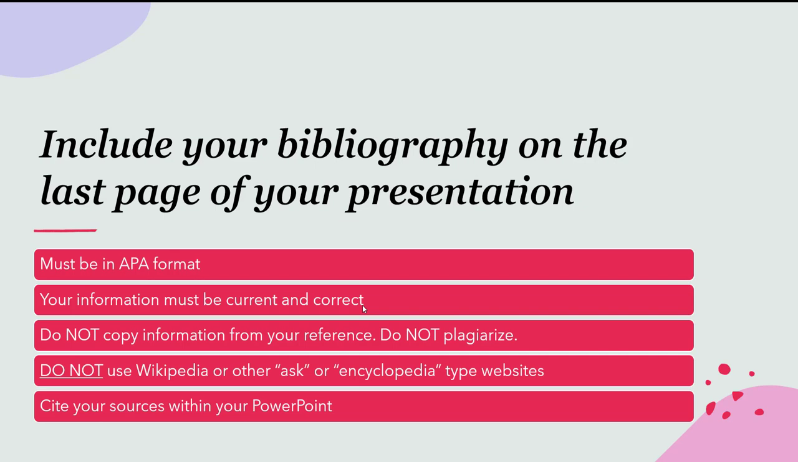Mainly because Wikipedia is something that anybody can edit, so we don't necessarily know if it's correct at the moment. Somebody could have gone in the night before and screwed it up, especially if it's a controversial subject. So we don't want to use any of those types.